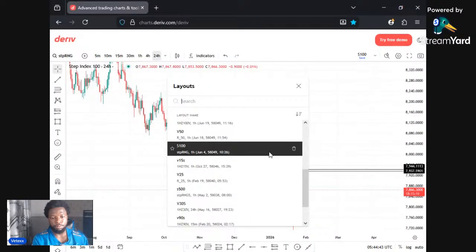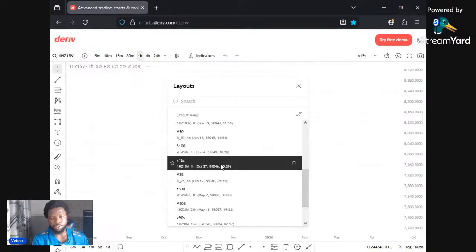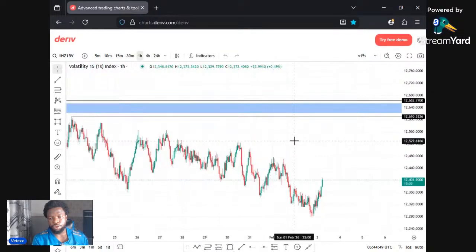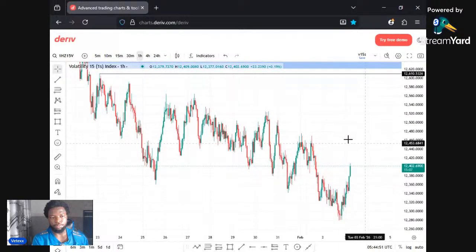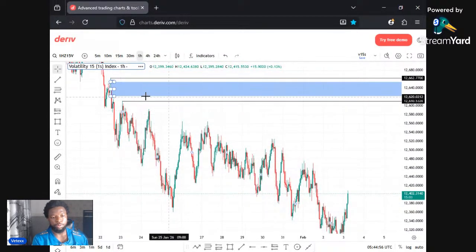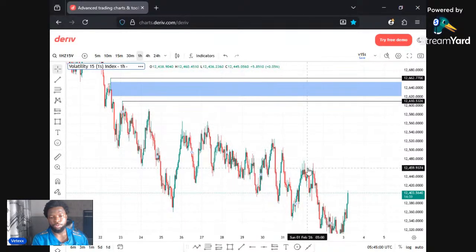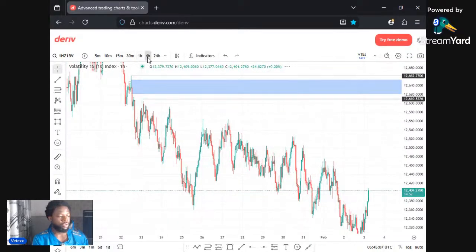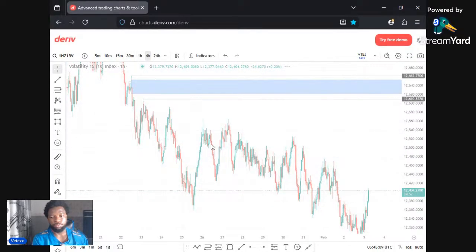No time. So we have V15s. Let's check what we have on V15s. Okay, V15s, we have this POI for a very long time. The price is trying to come back to it. So we have this 1 hour POI because price has been bearish on the daily. We are expecting price to come into the zone and start moving to the downside. And also we have this 4 hour point of interest too.